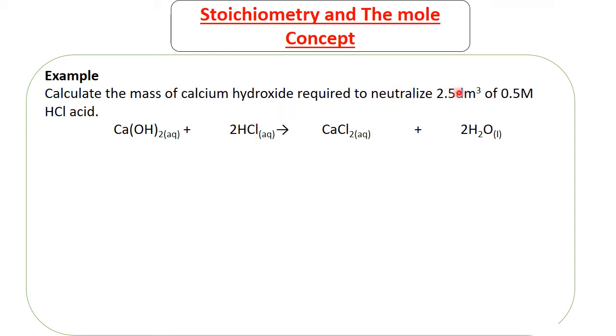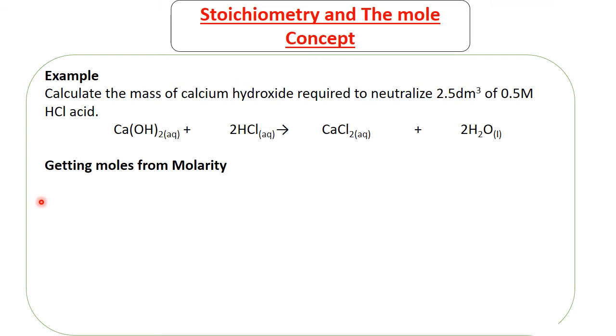How? They have given us the volume. They have given us the molarity here. So from these two values, we can get the number of moles of hydrochloric acid that is going to be neutralized. Once we know the number of moles of hydrochloric acid, we can use mole ratios to determine the moles of calcium hydroxide. Then once we know the moles of calcium hydroxide, we can calculate the mass of calcium hydroxide.